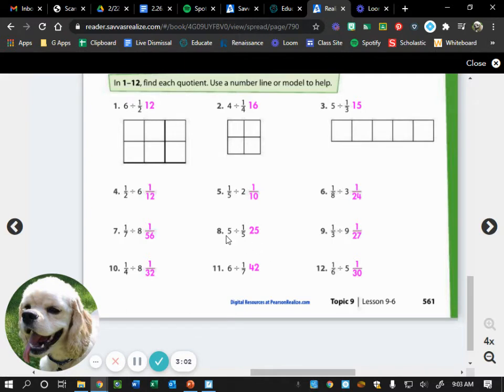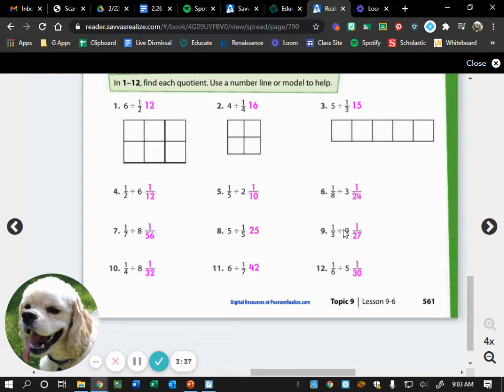Last 2 for this page. I have the whole number 5. I would turn that into a fraction by making it 5 over 1, or 5 ones. I would keep 5 over 1 the same. I would change my division symbol into multiplication, and then I would flip 1 over 5 into 5 over 1. So I would have 5 over 1 times 5 over 1. That would get me 25 over 1, or the whole number 25. Give me a thumbs up if you got number 8 correct. Nice, 5th grade.